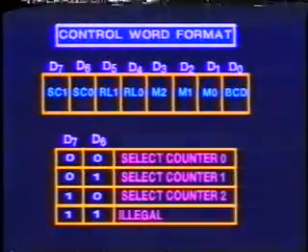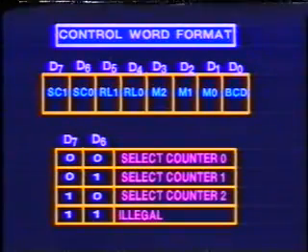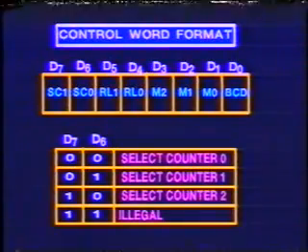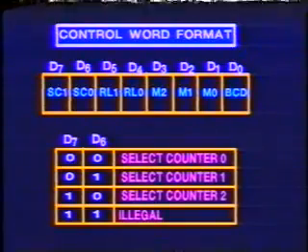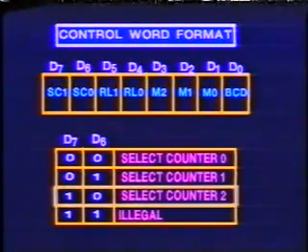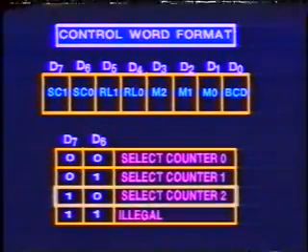The D7 and D6 bits are used to select any one of the three counters. D7 and D6 together represent the number of the counter in binary notation. For example, to select counter number 2, D7 is 1 and D6 is 0.